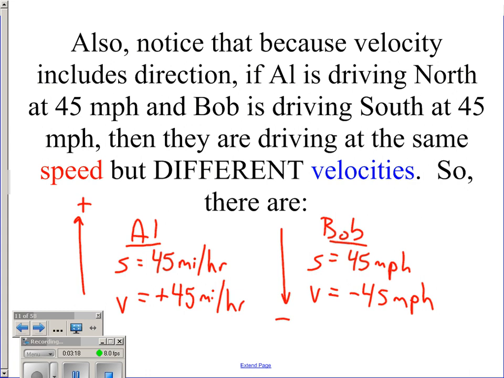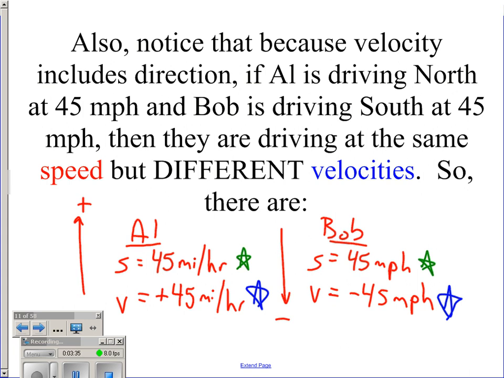Okay, so they both have the same speed, but different velocities. Okay, one other thing I should comment on here real quick is the unit choice that I've used here.